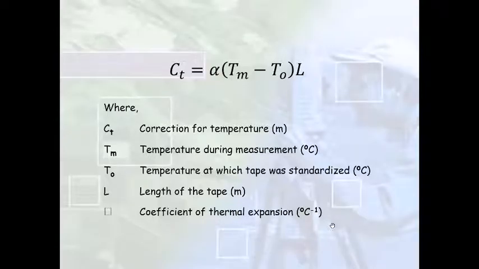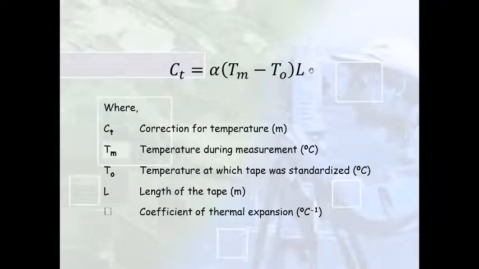So the correction for temperature is given by this equation where CT represents the correction for temperature. Its units are meters. You can use it in other units as well. Tm over here is the temperature during measurement. So when you are using the tape in the field, you need to have a thermometer or some other temperature gauging instrument that will tell you what is the temperature in the field at that time. So you measure that, and that would be Tm. T naught is the temperature at which the tape was manufactured or the tape was standardized.